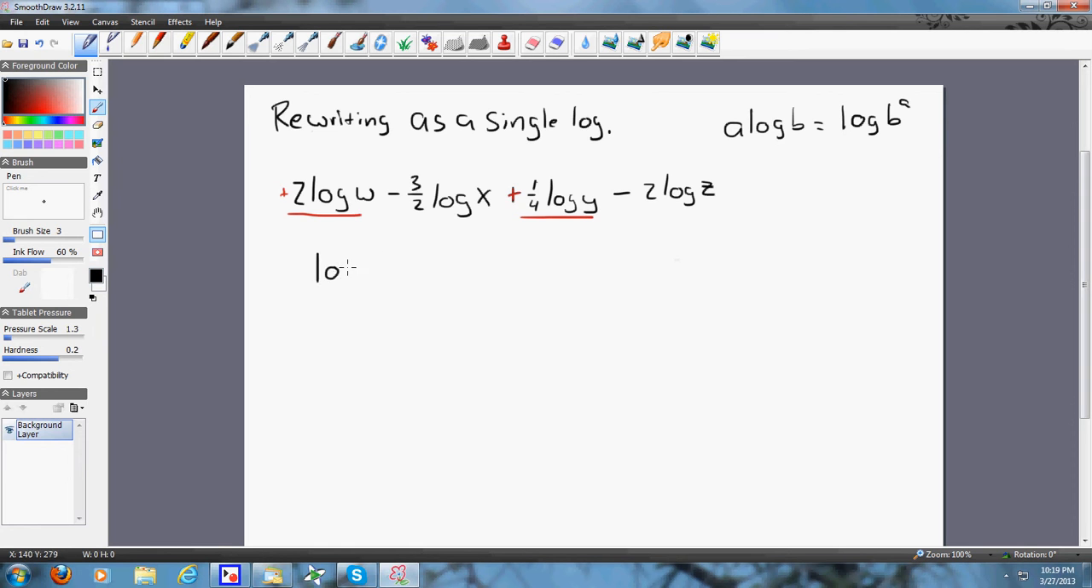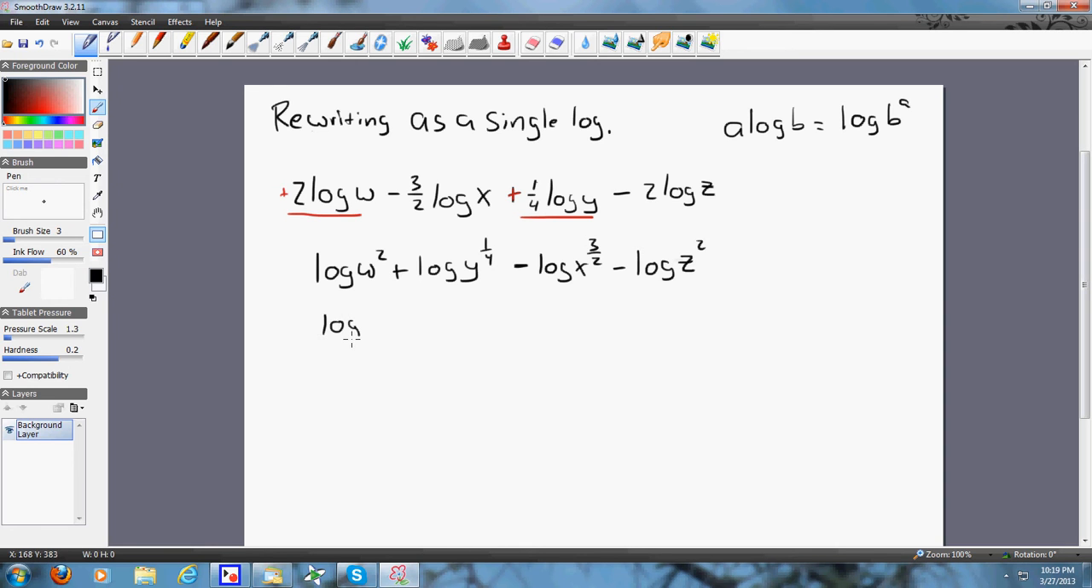And when I do that, I get log w squared plus log of y to the 1/4. Now these are all my negatives on the other side. Log of x to the 3/2 minus log of z squared. Alright, now you might be saying, well, who cares? The reason why this is useful is because I'm now going to factor out from these two expressions the negative sign.